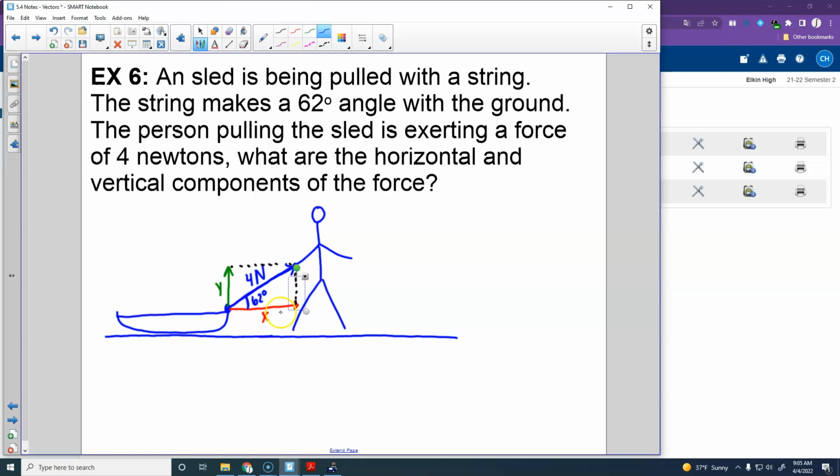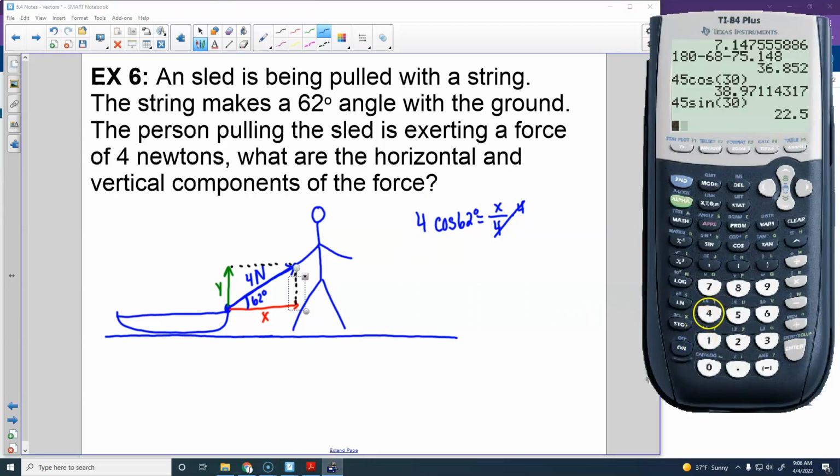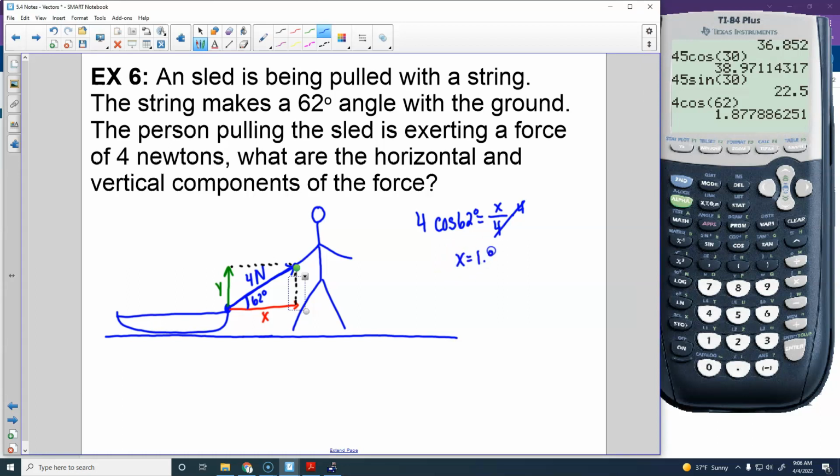So if I want to know the horizontal force, this is my adjacent, and here I have my hypotenuse. So I would do cosine of 62 degrees equals X over 4, and I would multiply both sides by 4. And so X would be 1.879 if I round it to 3 places. Newtons. That's our horizontal force.